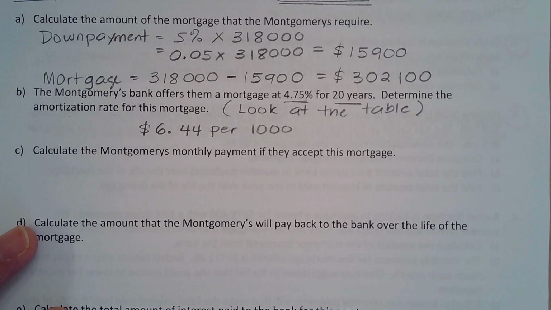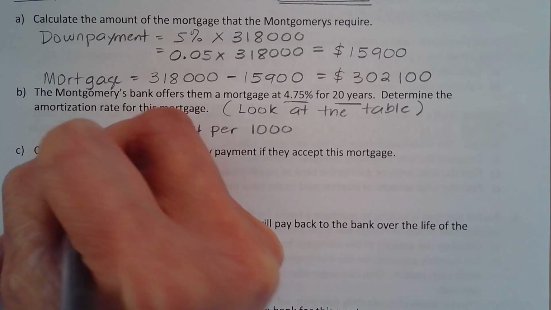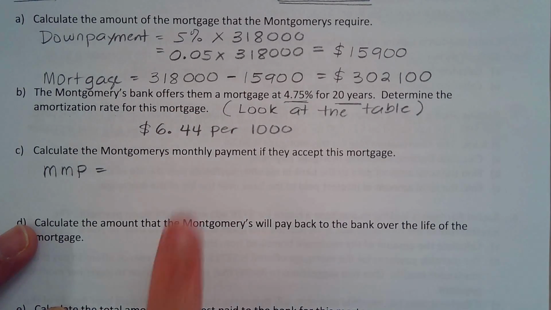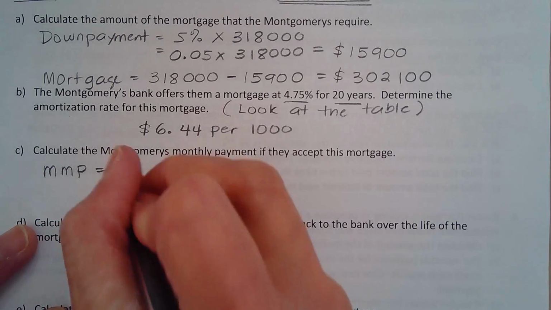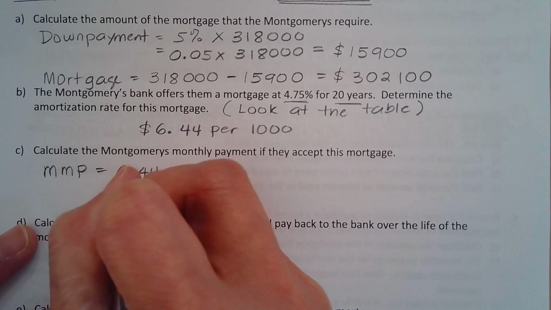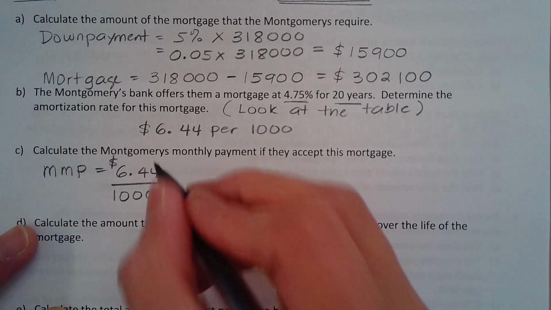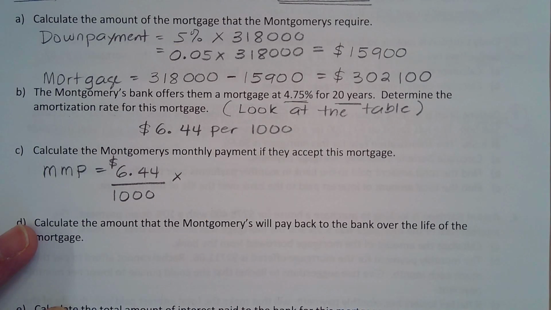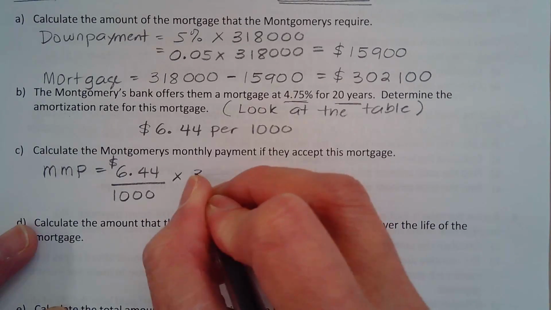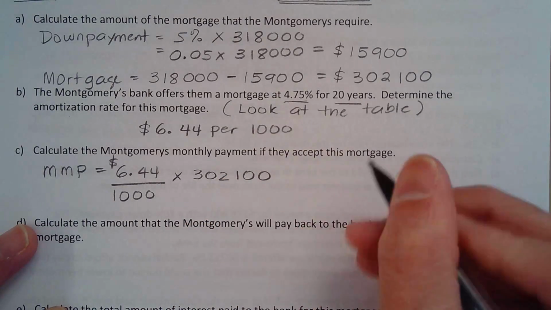Letter C, calculate the Montgomery's monthly payment if they accept this mortgage. So monthly mortgage payment, MMP. So we're going to use our amortization rate. So 6.44 per thousand, times, how much is it? Times the loan, 302,100. Okay.